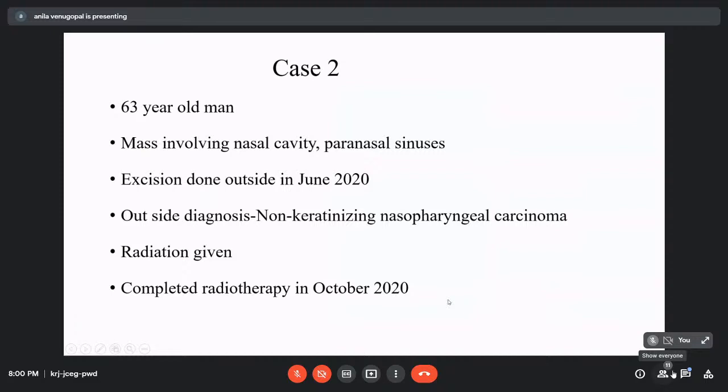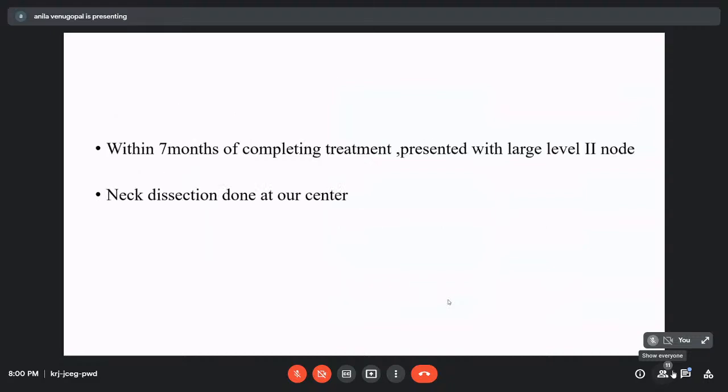So we'll go on to case 2. This was a case which recently came to us. He was a 63-year-old gentleman, and he had a mass involving the nasal cavity and paranasal sinuses. The excision was done outside in June last year, and the outside diagnosis was non-keratinizing nasopharyngeal carcinoma, following which the patient was given radiation, and the radiation was completed in October 2020.